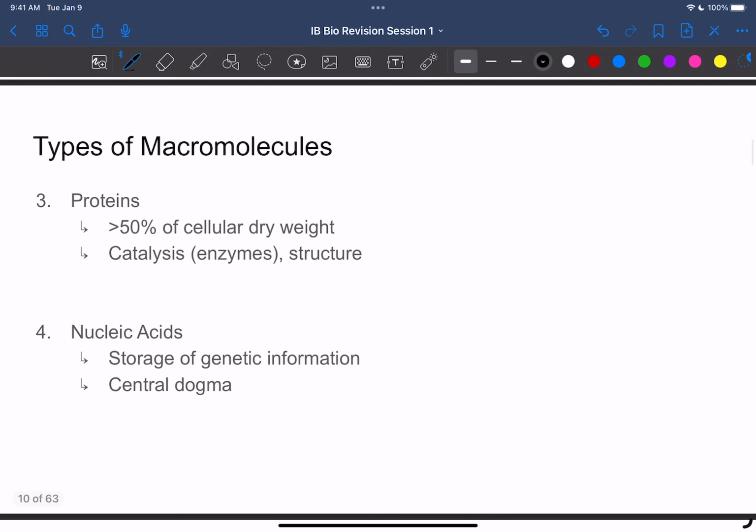Next, we're going to do types of macromolecules. Oh God, I already said that. The titles are messing me up.